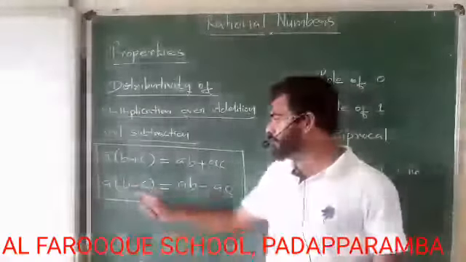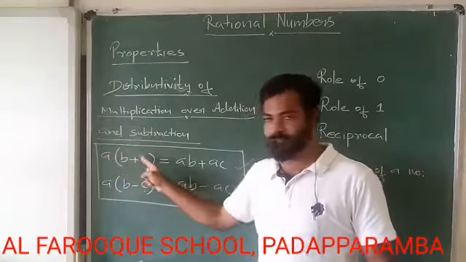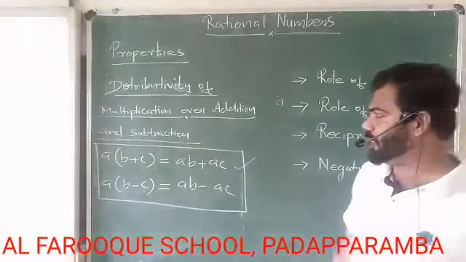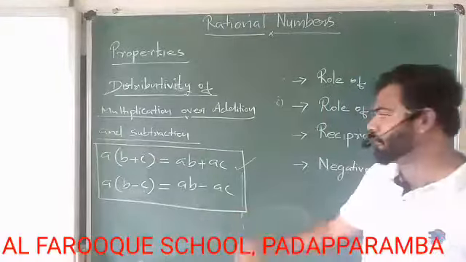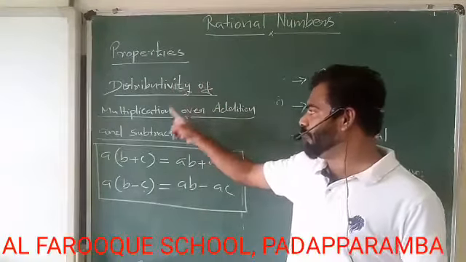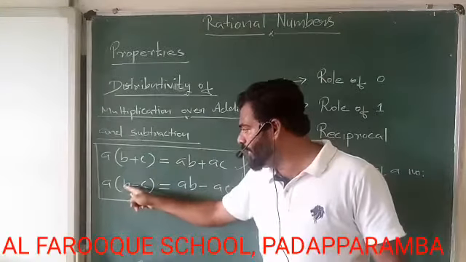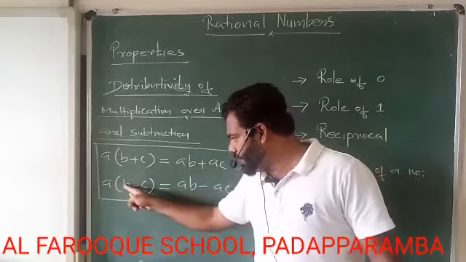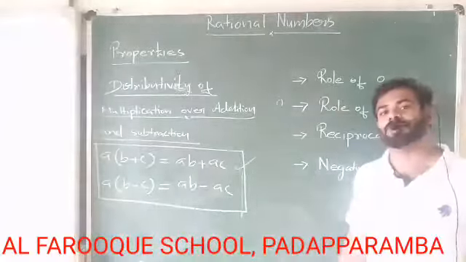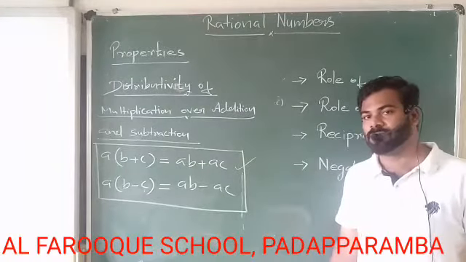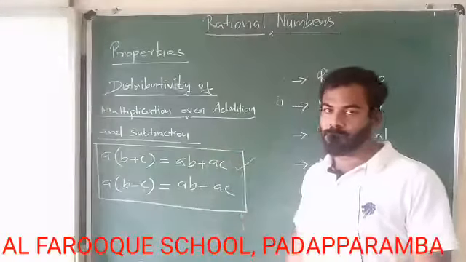And once again I am repeating, A into B plus C is equal to AB plus AC. That is the first property, that is distributivity of multiplication over addition. And the second property, that is a distributivity of multiplication over subtraction, is A into B minus C is equal to AB minus AC. That is the fourth property. Is it clear? We have to solve some problems using these properties.